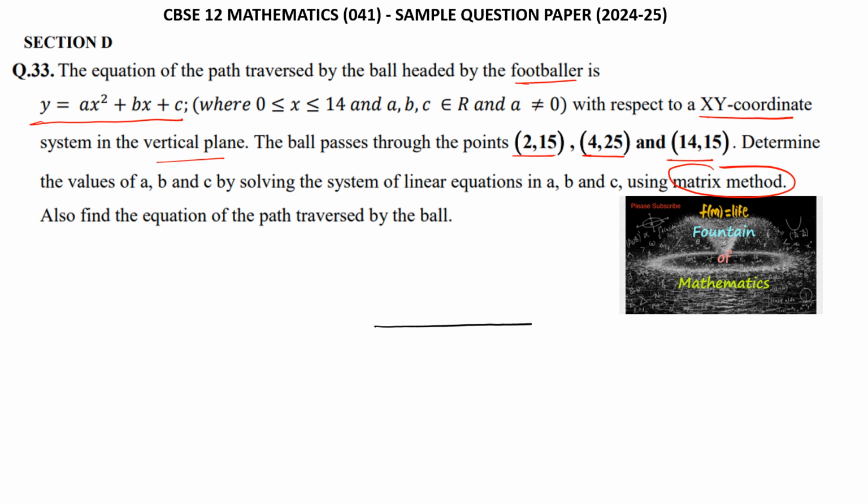Say this is the x-axis, say this is the y-axis. The path traversed by the ball is the parabola equation, and a is not equal to 0. So we can say this is how the ball can travel.